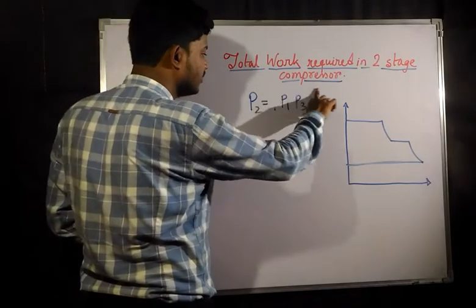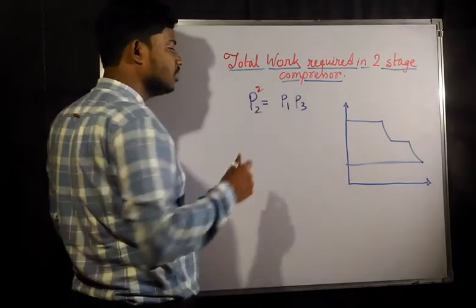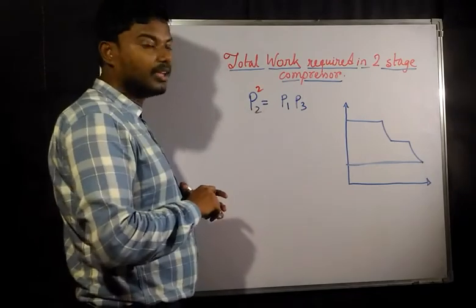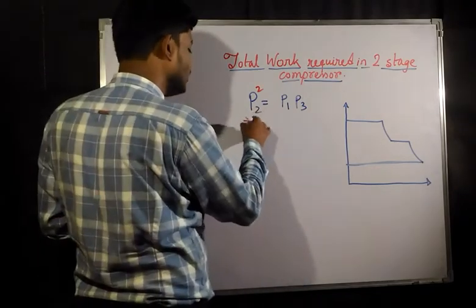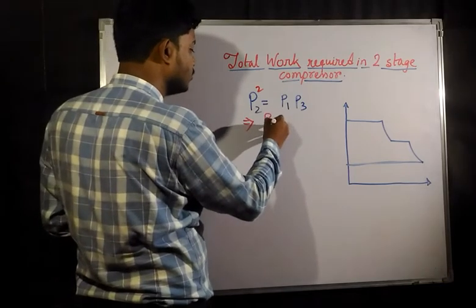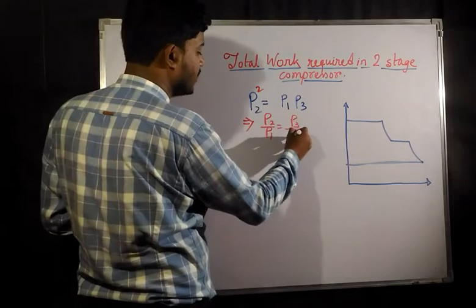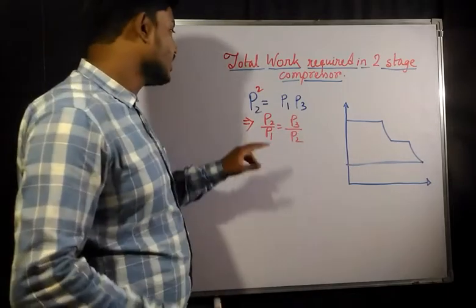If you remove this root over sign, you will need to put a square here. That means P square is equal to P1 by P2. So from here you can write that P2 by P1 must be equal to P3 by P2.